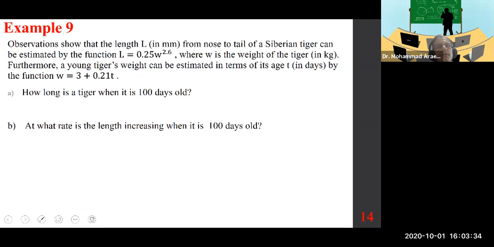All right. Could somebody read this question for us, please? Can somebody read it, please?